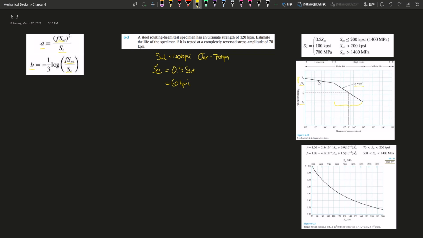Also, we can find the fatigue strength fraction. For that, you can plug in the ultimate strength here and here, or you can just read from the graph. In this case, I'm going to read it from the graph. So for 120, that is 0.82 exactly. Make sure to specify that it was obtained from the graph. Usually just cite it, say Fig. 6-23, so your professor won't ask, oh, where did you get this number?